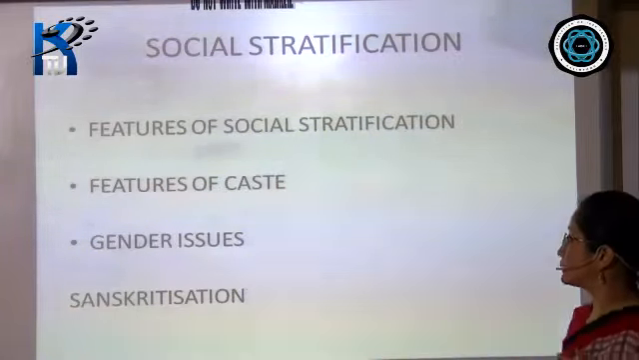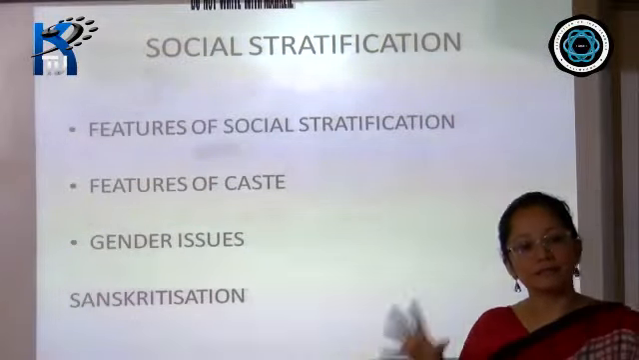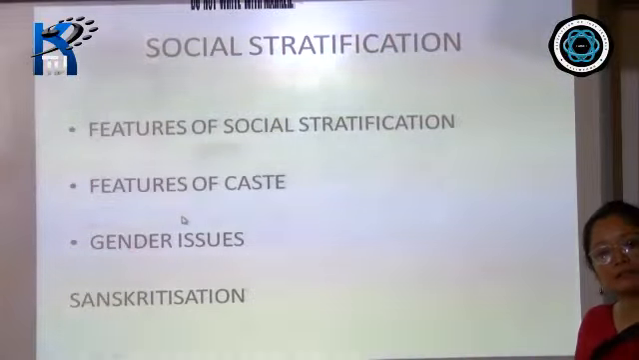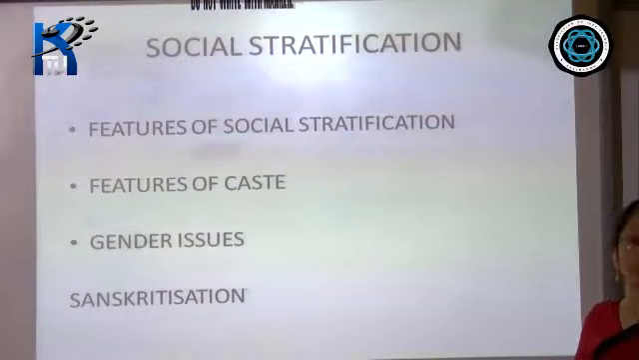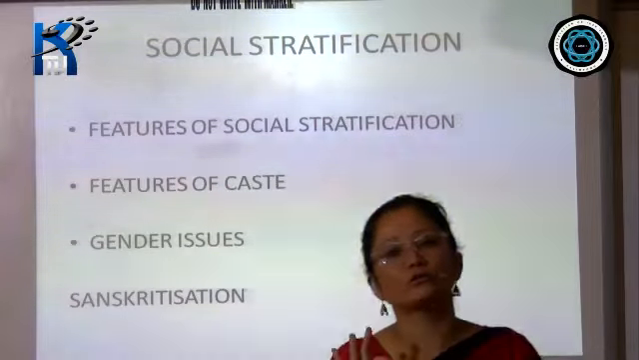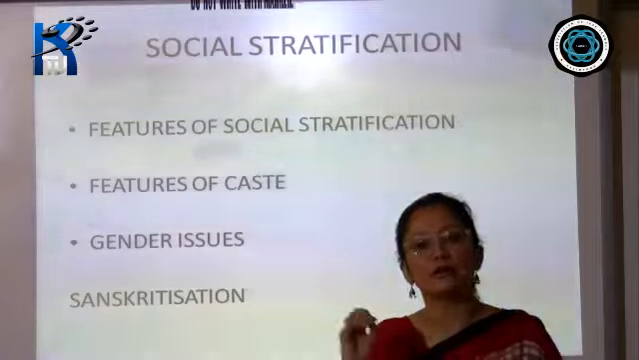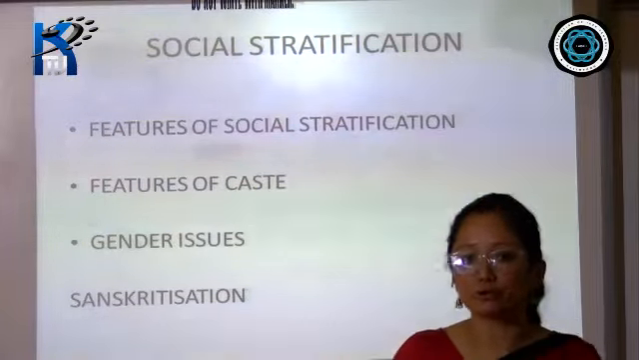Then, because you have to study caste and class, this year give more stress on features of caste, because the comparison of caste and class came in 2019. Study gender issues. Back to back, you got 3 questions on gender issues. For 3 years, you got back-to-back questions on gender issues. Once again, a very, very interesting topic.